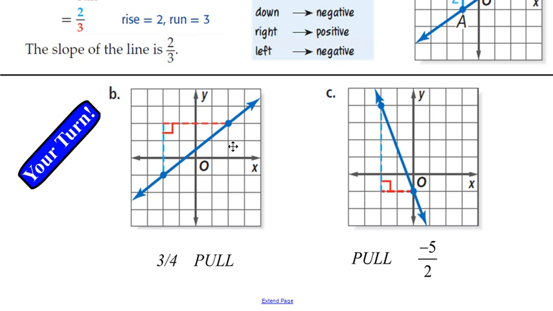One of the things I want to mention, it doesn't matter where the negative goes. You can go from this point, you can go down 5 and right 2, but you can also think of it as starting at this point and going left 2, which is negative, and up 5, which is positive. You still get the same value.